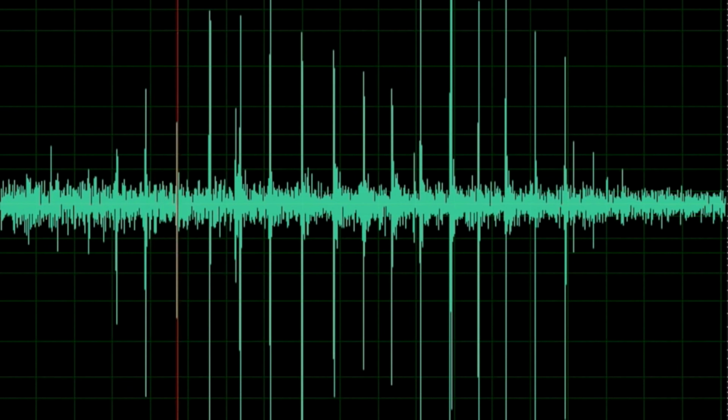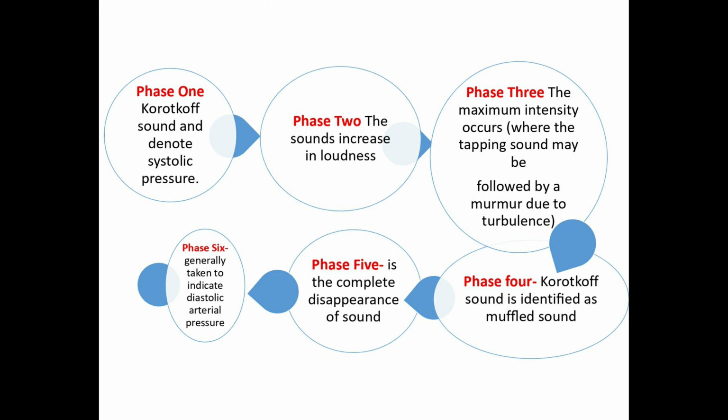So in this Korotkoff method, there are 6 phases. The first phase is when you release the cuff after putting high pressure on it, above the systolic pressure. When you start releasing it, you will get a sound. The first sound when you release is phase 1, which is the Korotkoff sound and denotes systolic pressure.